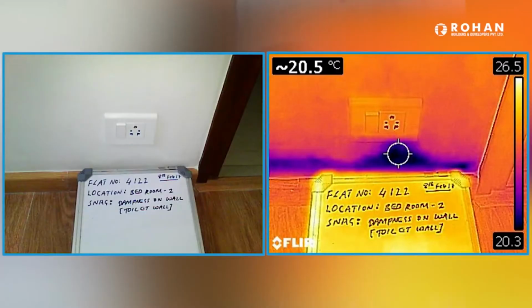Sometimes what happens, if we see, we feel there is a dampness. For example, if I take a wall and if you see with the common eye, we can feel it as a dampness on the wall. But when we see through the thermal camera, the location of the dampness may be different. What is a moisture meter? It shows the percentage of the moisture in the construction material.